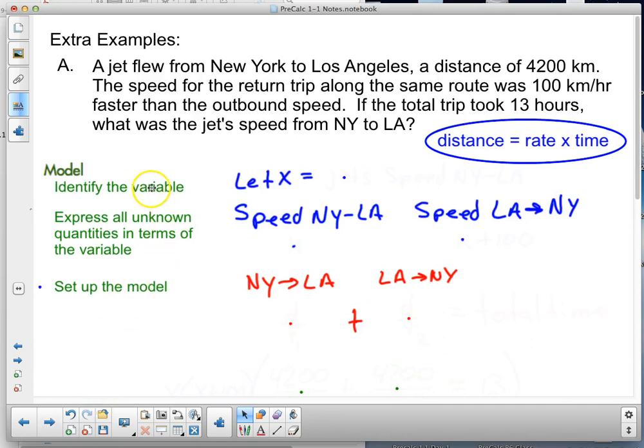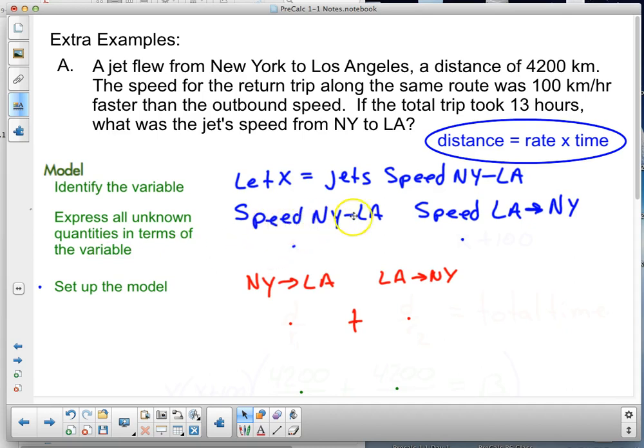Okay, so now on this next one, we've got a jet flew from New York to Los Angeles, a distance of 4,200 kilometers. The speed of the return trip along the same route was 100 kilometers per hour faster than the outbound speed. If the total trip took 13 hours, what was the jet speed from New York to LA? Well, first of all, we've got to figure out that we're going to have some variables. Identify the variable: jet speed from New York to LA is x. Then express all unknown quantities in terms of the variable.